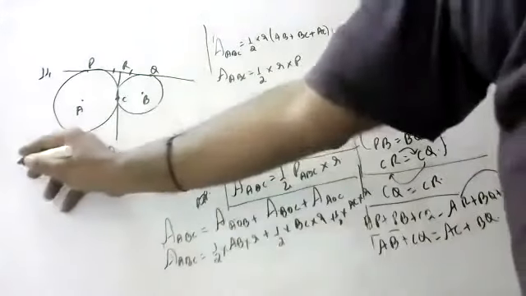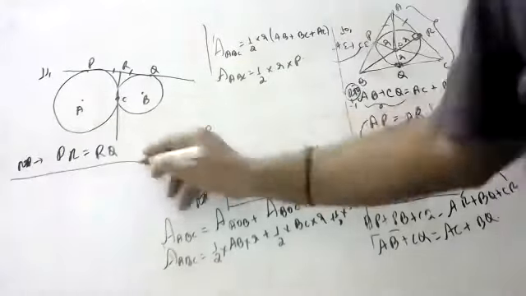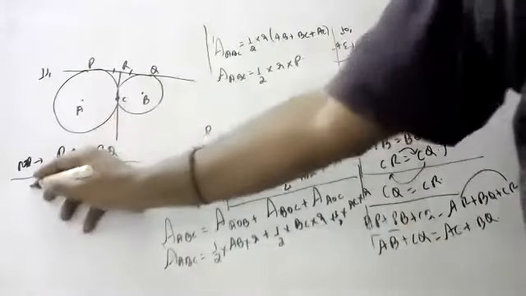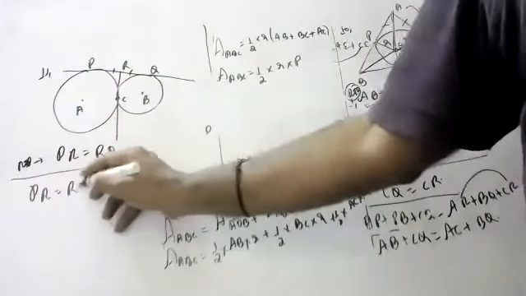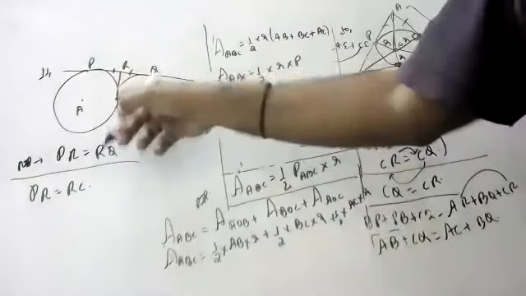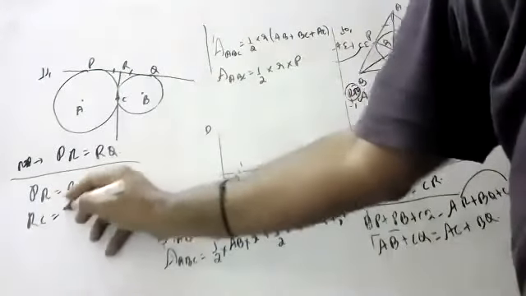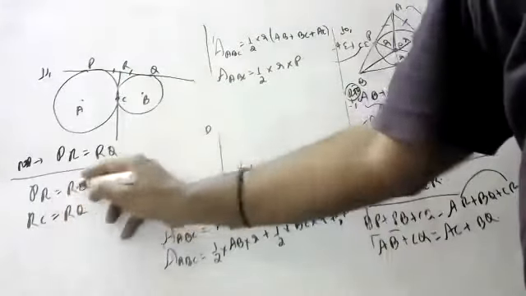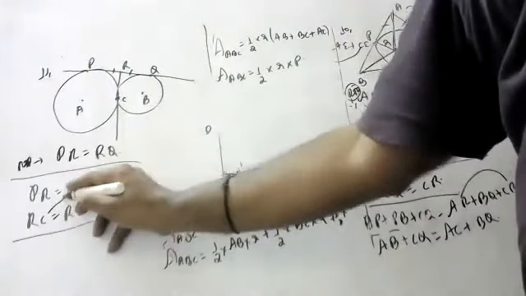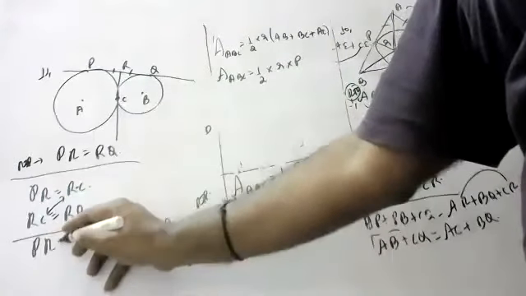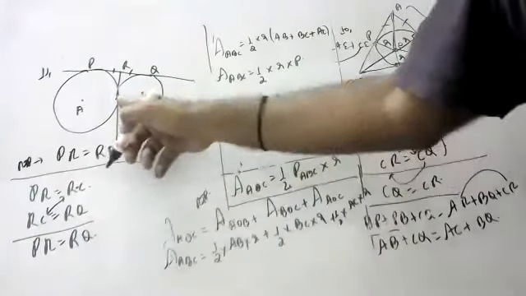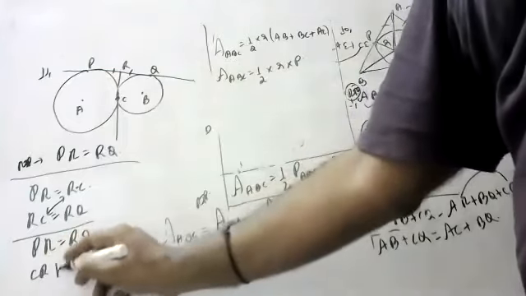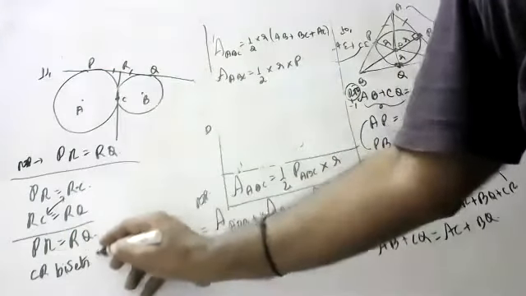Anyone? PR is equal to RC. Very good, tangents meeting at a point are equal. RC is equal to RQ, tangents meeting at a point are equal. Both are equal to RC, so these both also will be equal. So PR is equal to RQ. So CR bisects PQ. Very good.